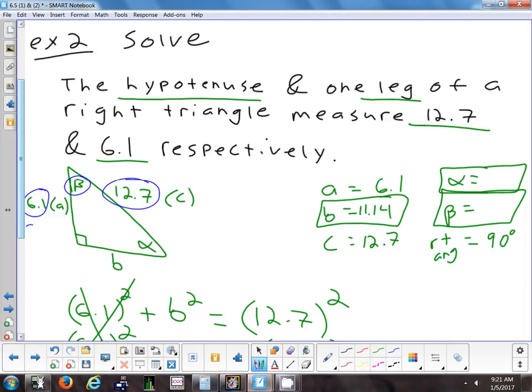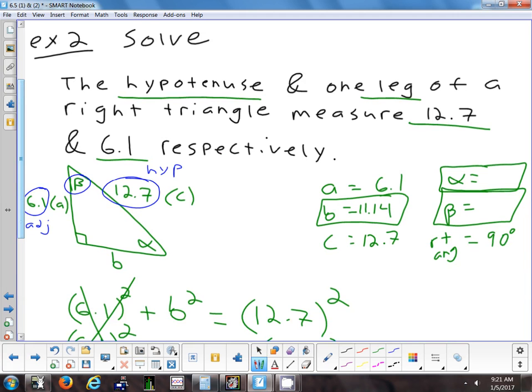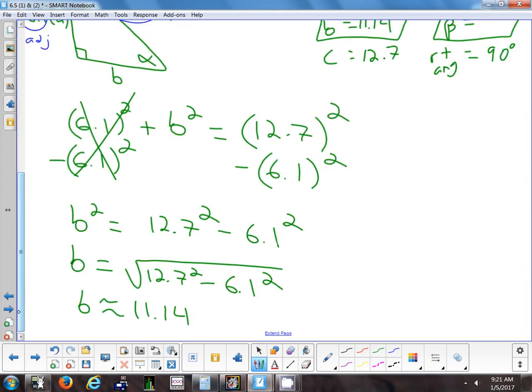Yeah, so this side would be adjacent. It's the side that's right next to beta. And how about the 12.7? It's the hypotenuse. What trig function has adjacent and hypotenuse in it? Cosine. So let's set this up and see what happens.